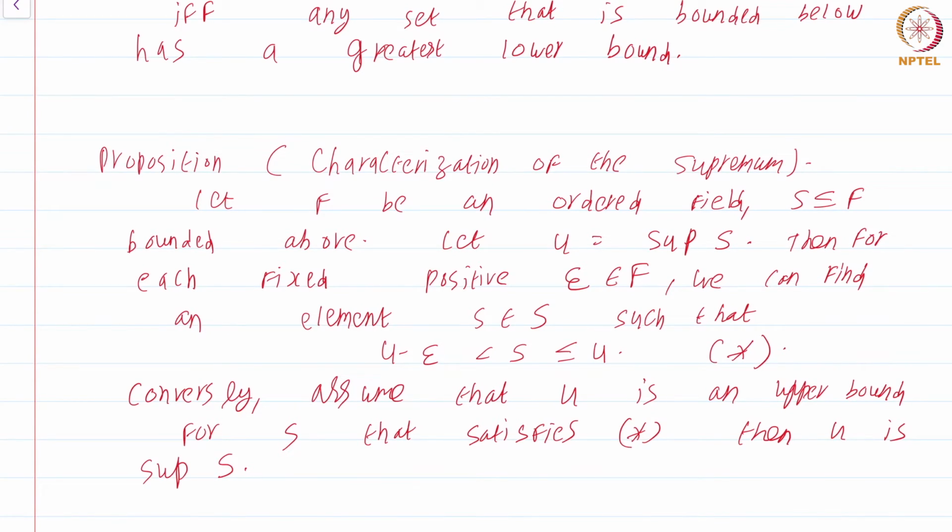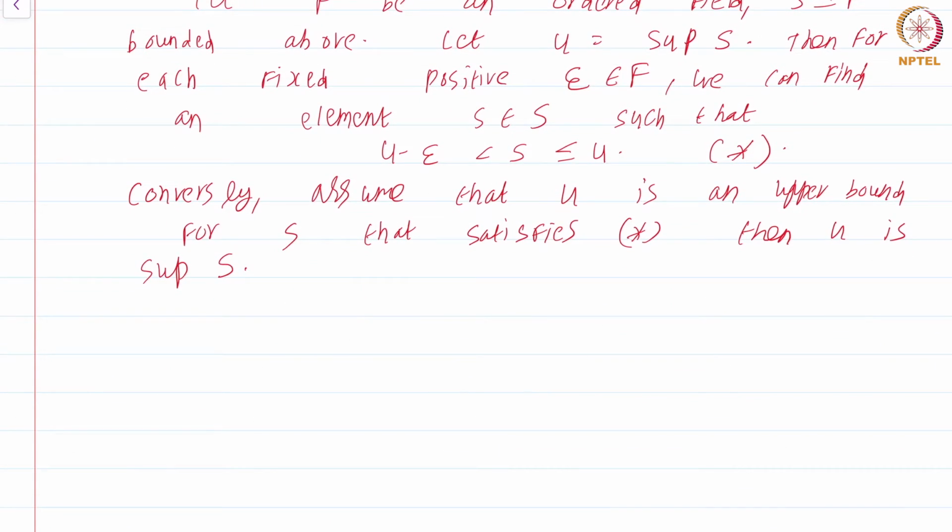What this proposition says is the following. You have a set S in an ordered field that is bounded above. The supremum also exists, which we are denoting by U. What it says is if you knock out a small portion of the supremum, that's essentially what subtracting a positive epsilon means, then that ceases to be an upper bound of the set. There will be some element S that is greater than U minus epsilon and less than or equal to U. Needless to say, this choice of the element S depends on the choice of epsilon. If you choose a much smaller epsilon, you will have to modify this element S in all probability.